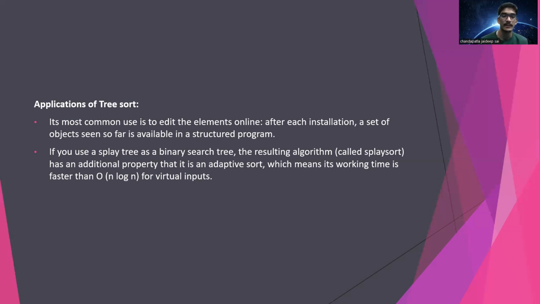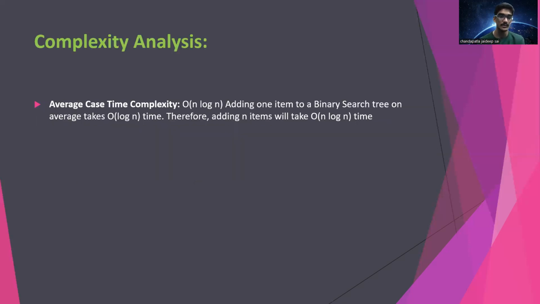And we are using the splay tree as a binary search tree. The resulting algorithm, called splay sort, has an additional property: it is an adaptive sort, which means the running time is faster than O(n log n) for nearly sorted inputs.